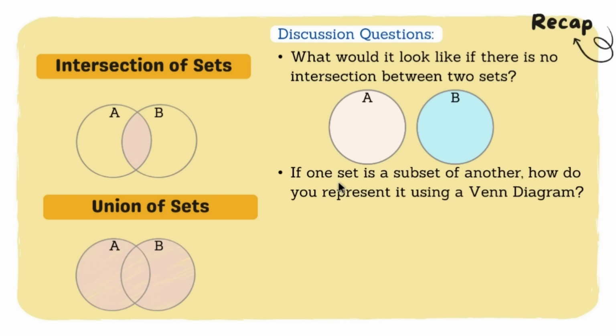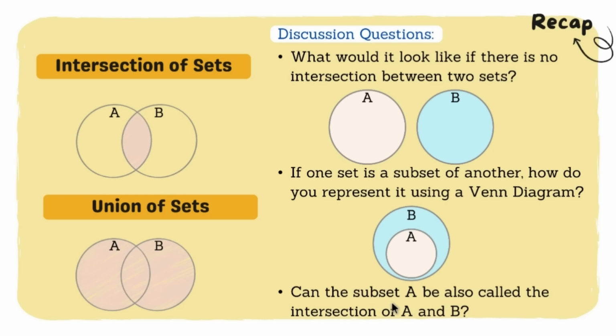Another question is, if one set is a subset of another, how do you represent it using a Venn diagram? Let's say si A, subset siya ng B. How are we going to draw it using a Venn diagram? Okay, let's say we have here set A. Kung siya ay subset ni set B, therefore, nasa loob na siya ng set B. Okay, so all elements in A also belongs to the elements of B. But can we say that the elements of B belong to elements of A? Not all. Okay, hindi po lahat ng elements ni B nasa set A. Pero lahat ng elements ni set A nasa set B.